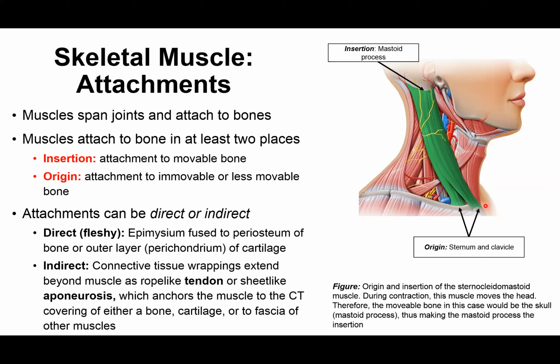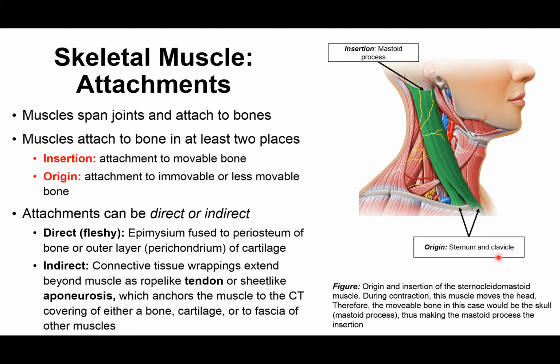And in terms of skeletal muscle attachments, all skeletal muscles have an insertion, which is the attachment to the movable bone, and it has an origin, which is the attachment to the immovable or the less movable bone. All right, so let's talk about the sternocleidomastoid muscle.